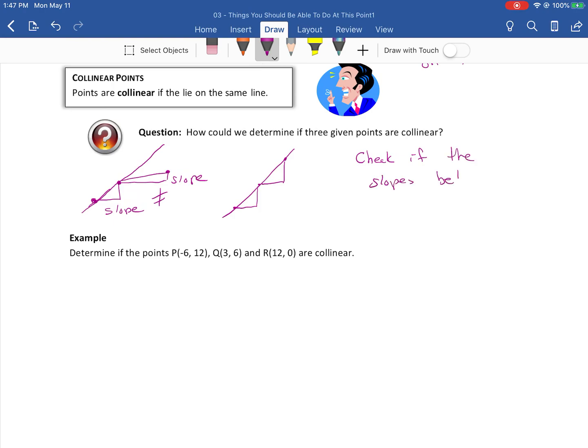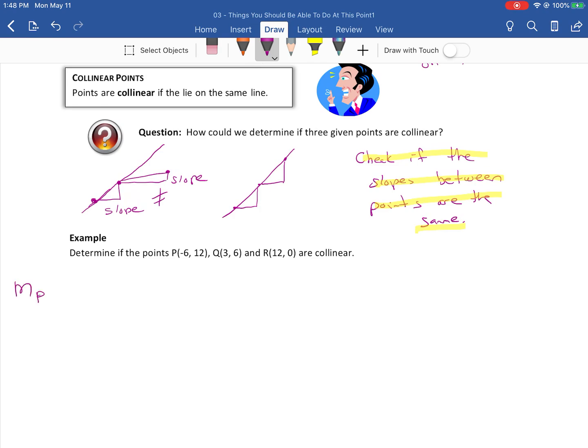Check if the slopes between points are the same. That's our method. And I'm going to give that the highlighter because that's maybe the only really super new thing in this whole lesson. If you're making up a study page, that'd be a good thing to put on your study page from today's lesson. So it asks, determine if the points P, Q, and R are collinear.